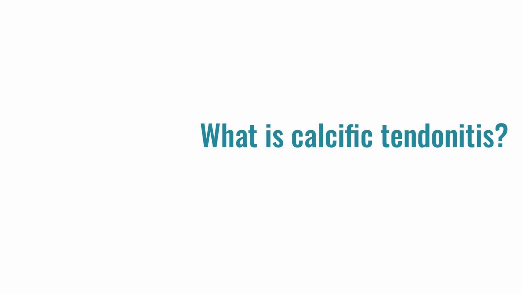So what is calcific Achilles tendonitis or tendinopathy? That is when you have calcium deposits that form inside the tendon, as well as the normal structural changes that you see in the tendon when you have a tendonitis or tendinopathy. Now, the most common place for the Achilles tendon to get calcium deposits is where the tendon inserts into the heel bone, so at the insertional Achilles tendon.